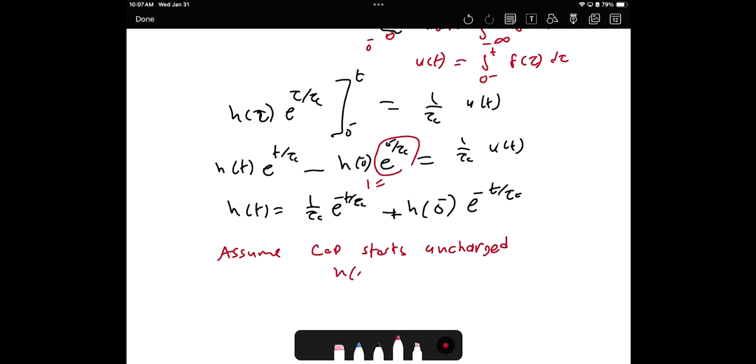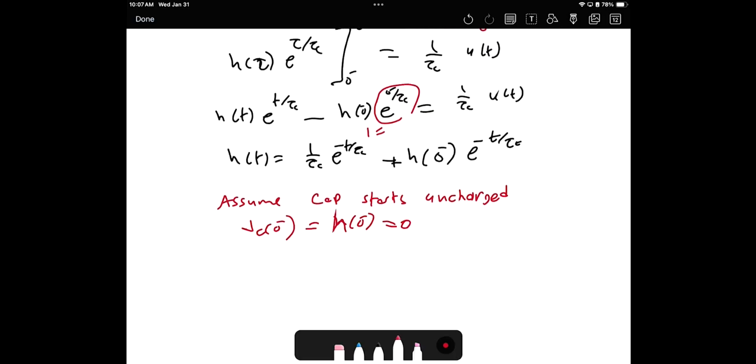So this yields h of 0 negative, which is the same as the voltage of the capacitor, equal to 0. So this will yield h of t equals 1 over tau c e power negative t over tau c, and forget u of t here, times u of t.